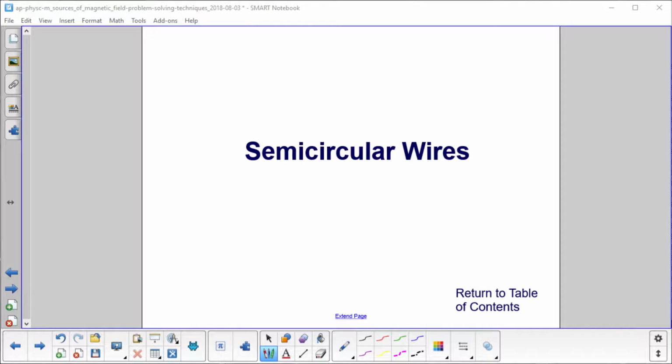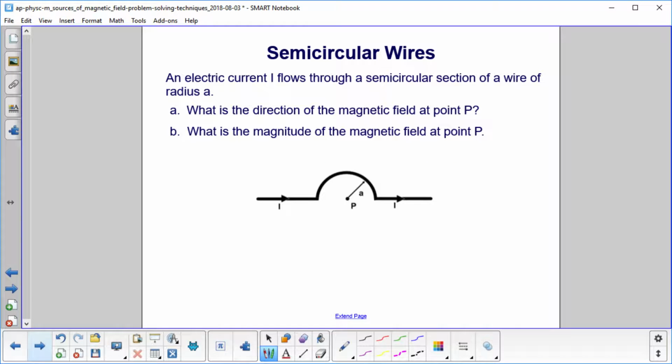Semicircular wires. An electric current I flows through a semicircular section of a wire of radius a. What is the direction of the magnetic field at point P? And what is the magnitude of the magnetic field at point P?